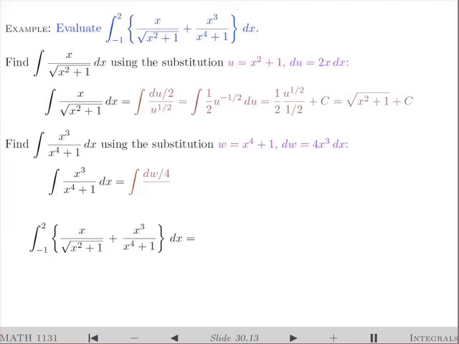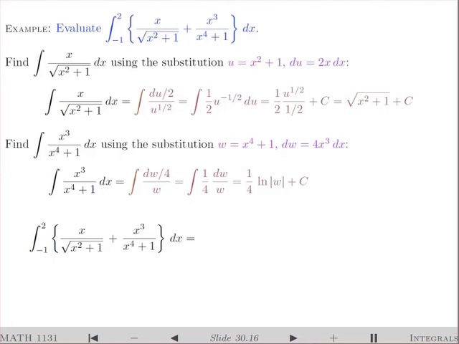The denominator x to the power 4 plus 1 is w. So I have 1/4 dw over w, or 1/4 times 1 over w dw. And an antiderivative for 1 over w is ln of absolute value of w. So this indefinite integral will be 1/4 times ln of absolute value of w. I should really have used different names for these constants. Since I'm going to ignore them, it doesn't matter what you call them.